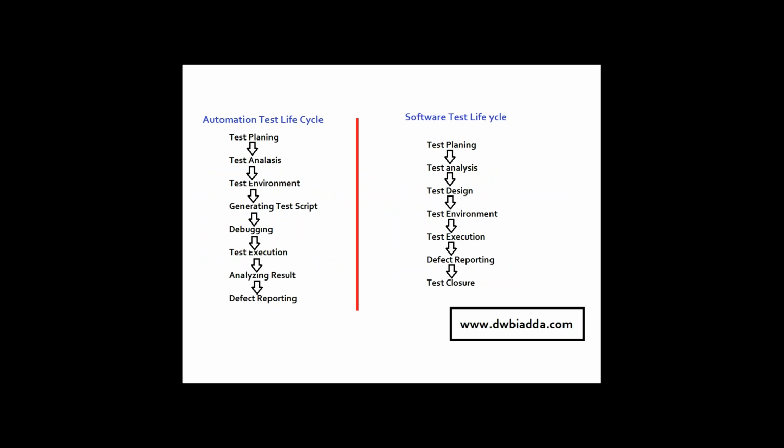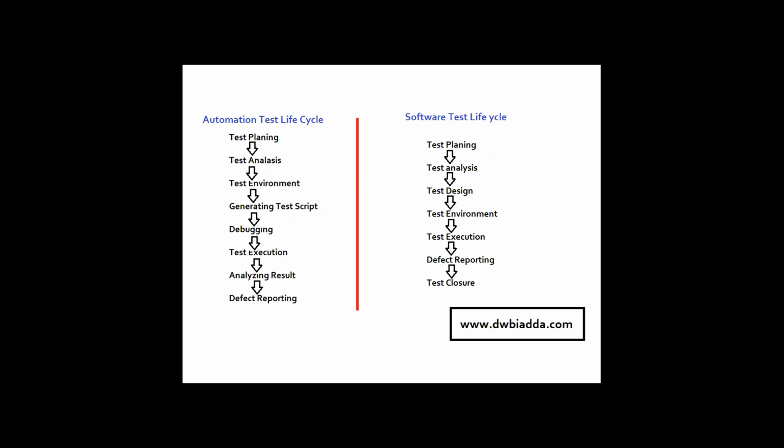Now we need to understand the differences between the automation test lifecycle and the software test lifecycle. The software test lifecycle comes under manual testing, and the automation test lifecycle comes under automation testing. In manual testing we have one process, whereas in automation we have another process. The phases of the software test lifecycle are: test plan, test analysis, test design, test environment, test execution, defect reporting, and test closure.